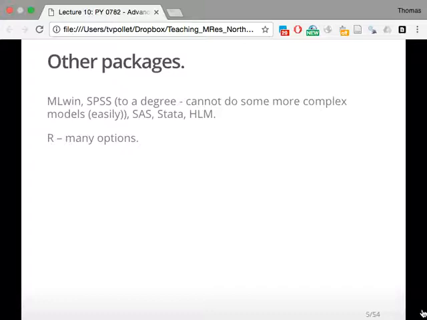The most common packages are MLwiN, which SPSS can do to a degree but it can do some more complex models, SAS, Stata, and HLM. Those are multi-level packages, but R can do all sorts of multi-level models as well. So that's one of the benefits. Again, as we've also come across, there are many different ways to do the same thing in R. So you can do multi-level models in multiple ways. I'll just teach you 2 packages, which are lme4 and nlme, and I'll focus mostly on lme4. But you should be aware that there are many options to do multi-level models. You can do Bayesian regression models, Bayesian multi-level models. I won't talk to you about any of those today.